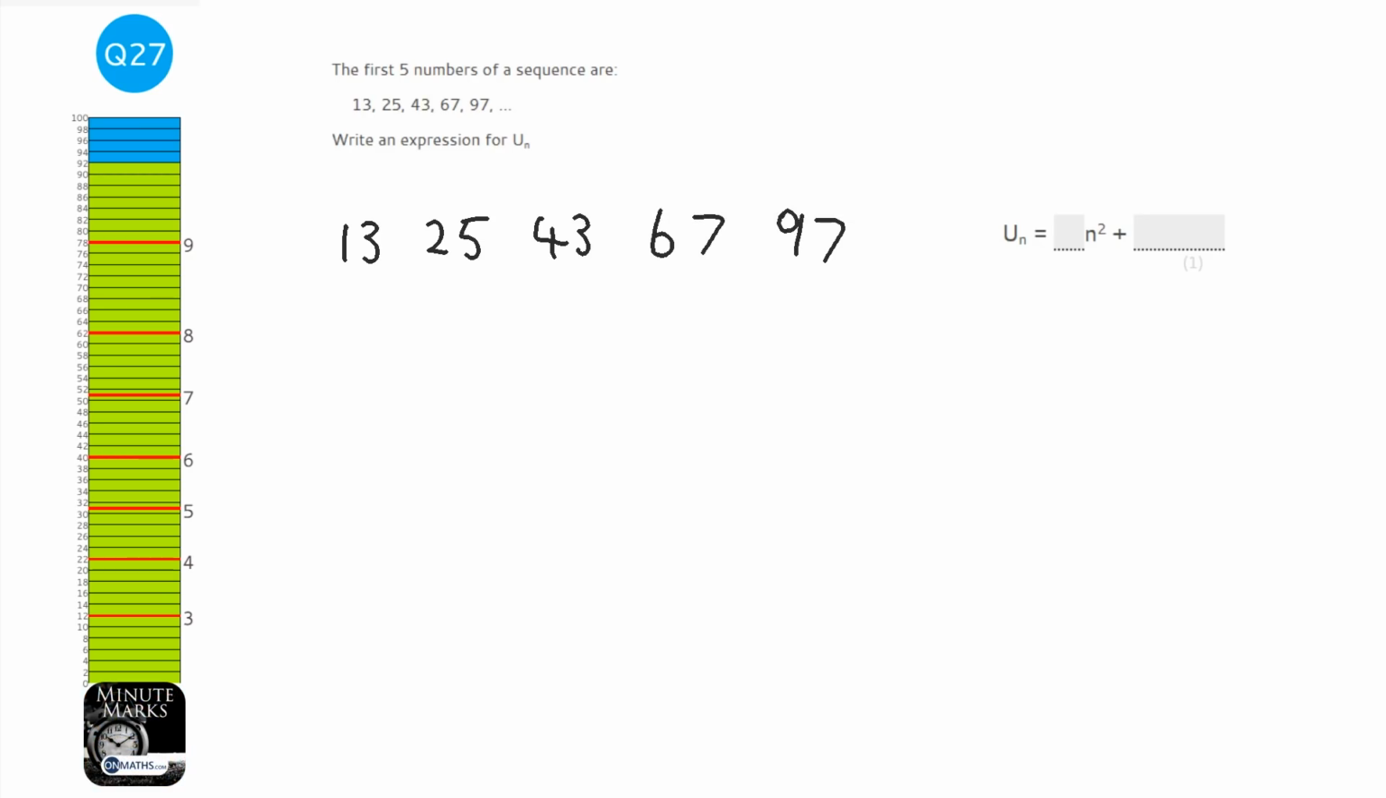Now with all sequences, we're interested in what they go up in. So we're interested in what these go up in. If you've got a calculator, you can just do 25 take away 13. If it's on a non-calculator paper, then you can just quickly do it in your head. And I'm going to do this for a few of them.